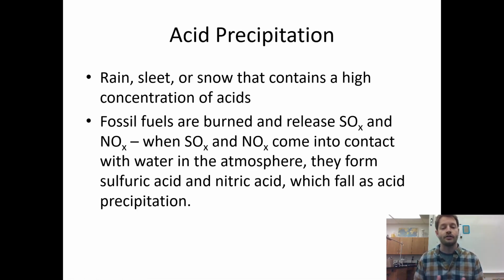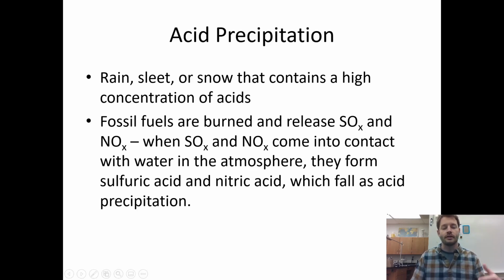Typically, these acids are formed from the most common pollutants of sulfur dioxide and nitrogen dioxide, but any sulfur oxide or nitrogen oxide is going to be able to be dissolved into rainwater when it's condensing as clouds. And when it does, it forms sulfuric acid, nitric acid, also sulfurous acid. And then once it dissolves in the water, it's going to come down with the precipitation.